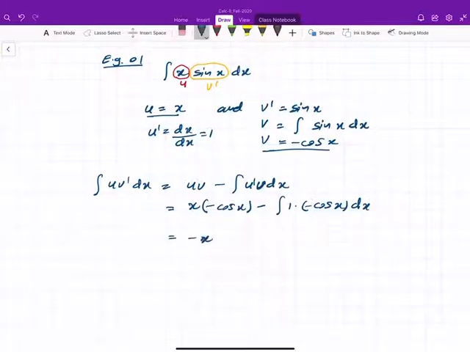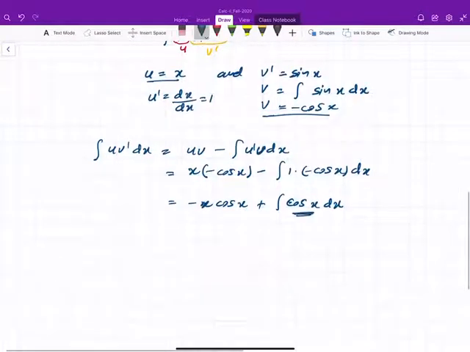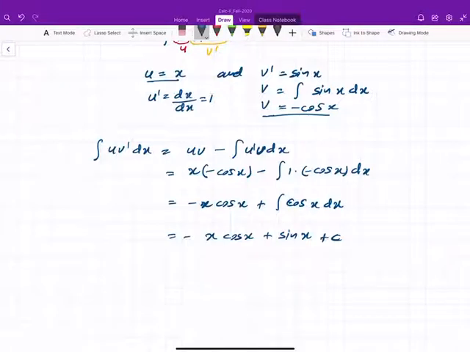This is minus x cosine x. This minus with that minus is plus the integration of cosine x dx. All right. So now you have to integrate that part. This part is already integrated, so you don't need to worry about that. But still you have to integrate the second part of the problem. So this equals minus x cosine x plus the integration of cosine, which is sine x. Then finally you put the constant, because this is indefinite integration.